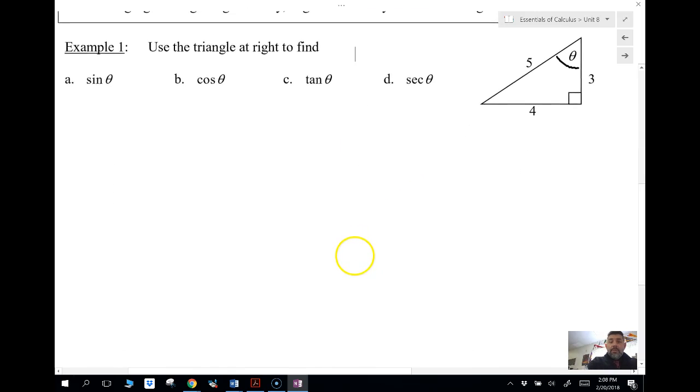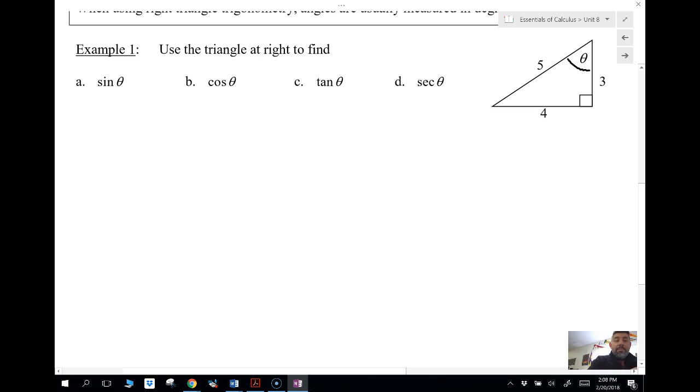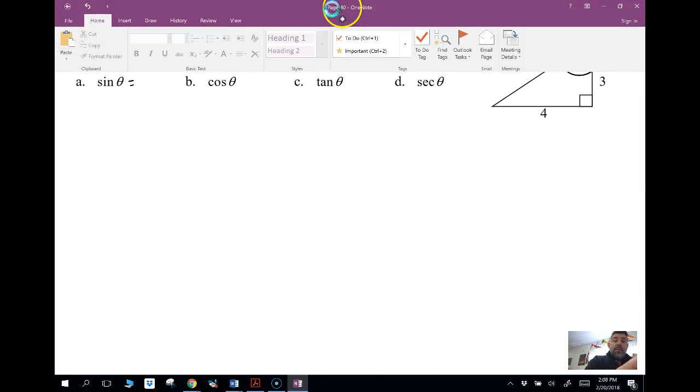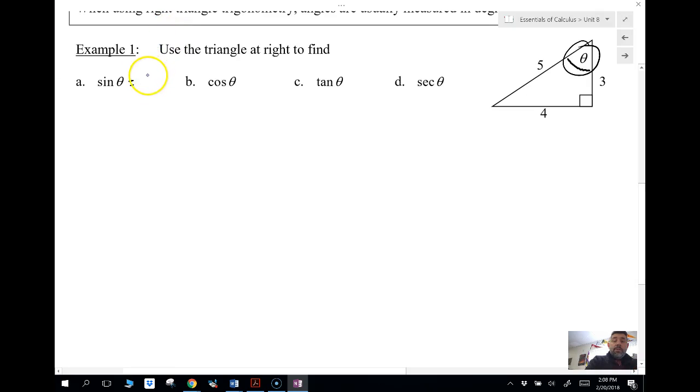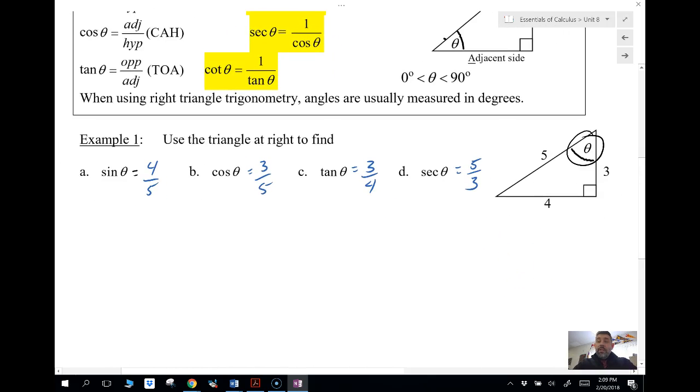I'm going to use this right triangle to find each of these. The sine is the opposite over the hypotenuse. This is angle theta. Remember, you've got to notice where theta is so that you can reference that one while you're doing these. So sine of theta is the opposite over the hypotenuse, so that's 4/5. Cosine is the adjacent over the hypotenuse, that's 3/5. Tangent is the opposite over the adjacent, which is 3/4. And secant is the reciprocal of cosine, so this is going to be 5/3. And that's pretty much it. So that's it for using a triangle. Let's take a look at some more.